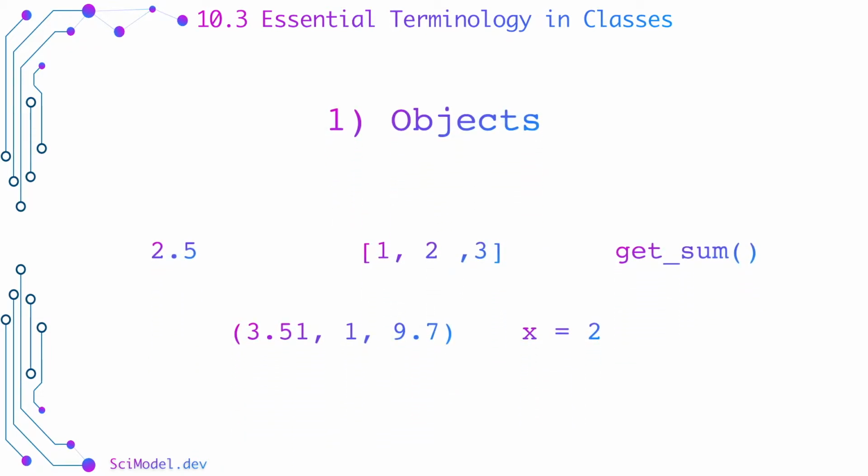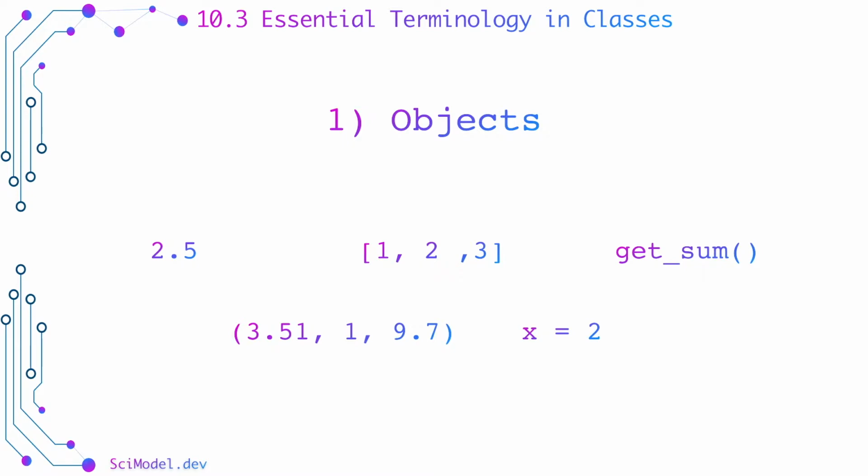The first term is object. Objects are Python's abstraction of data, so almost everything in Python is an object. A 2.5 float number is an object, a list of integers 1, 2, and 3 is also an object. A function is an object, a tuple is an object, and so on. Not only that, a combination of all of them is also called an object.